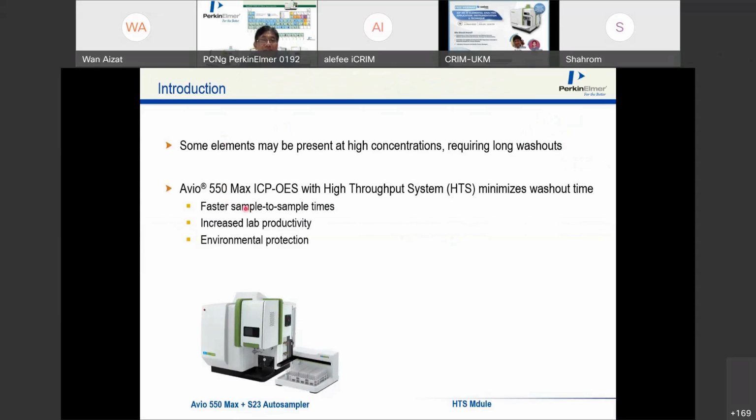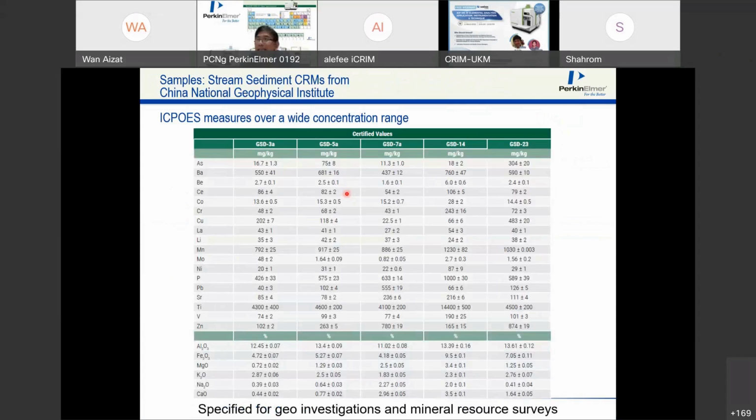ICP-MS is basically fast from sample to sample, meaning high productivity, and it can also handle high concentration. So look at the elements of this. This is the CIM. Basically, it's a sediment sample from the National Geophysical Institute in China.